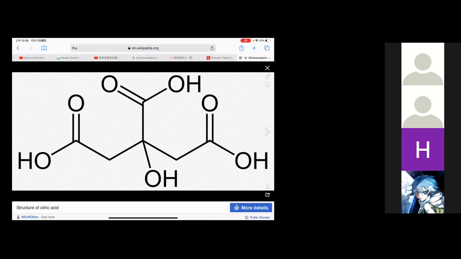How? The one on the left-hand side, the one on the right-hand side, and also on the top. All those, they are just COOH. Can you see that?